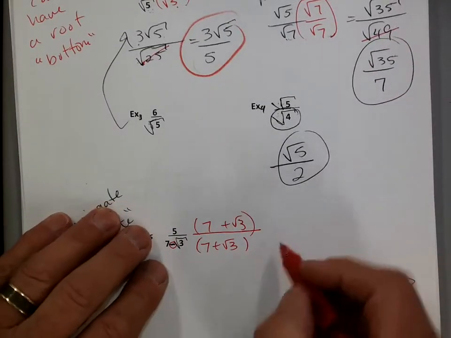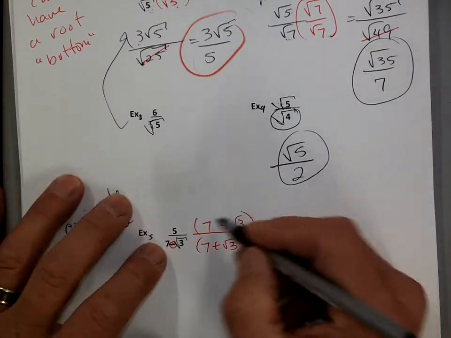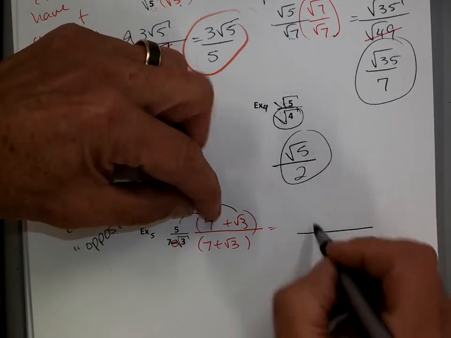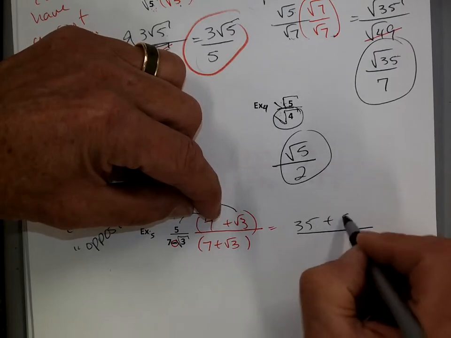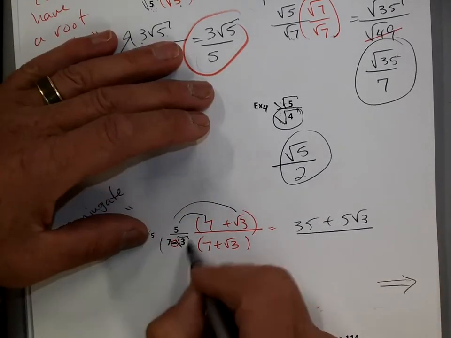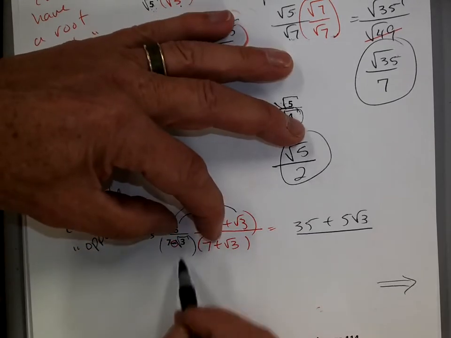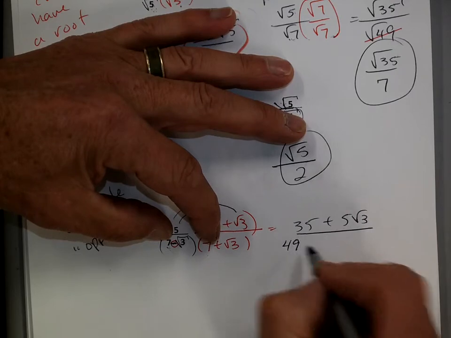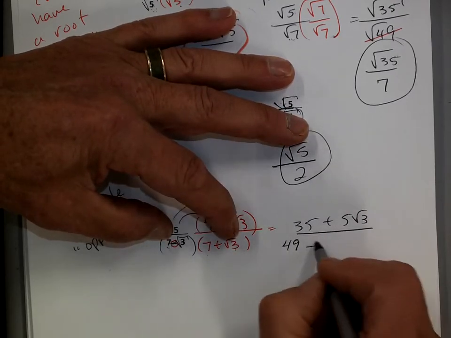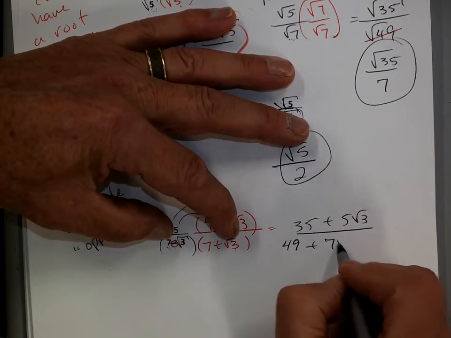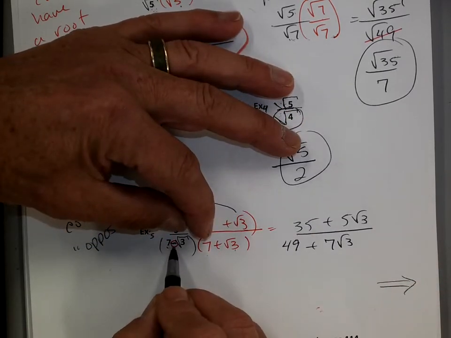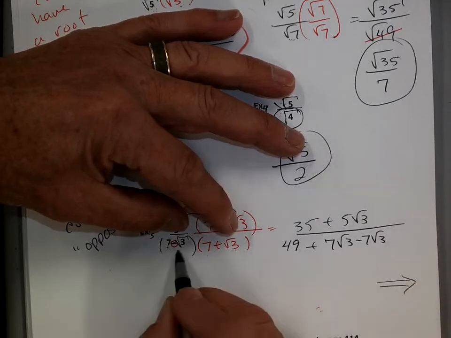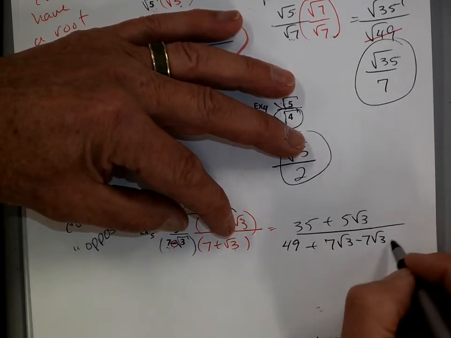So here, I've got to distribute. On the top, the numerator, you're going to get 35 plus 5 square roots of 3. And in the denominator, we have to FOIL. Are you ready? I'm going to do this slowly. 7 times 7 is 49. 7 times square root of 3 is a positive 7 square roots of 3. Negative square root of 3 times 7 is a negative 7 square roots of 3. And negative square root of 3 times square root of 3 is a negative square root of 9.